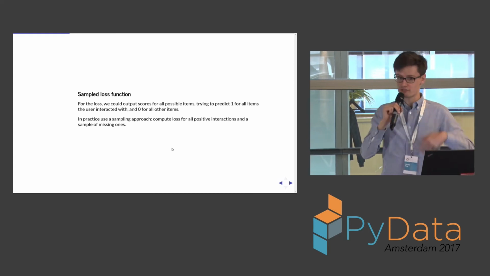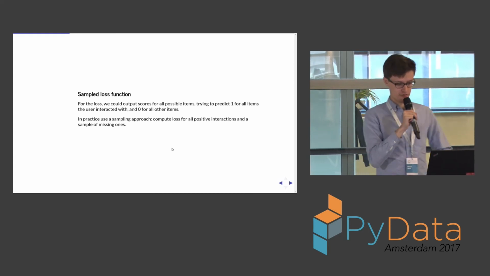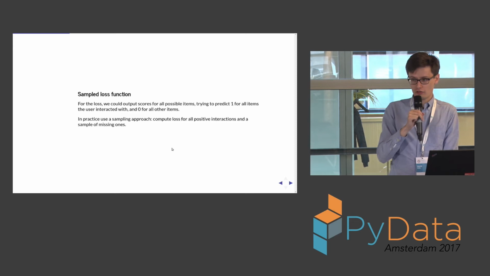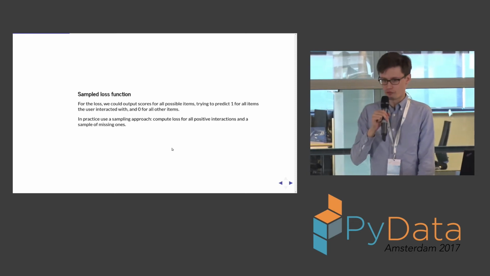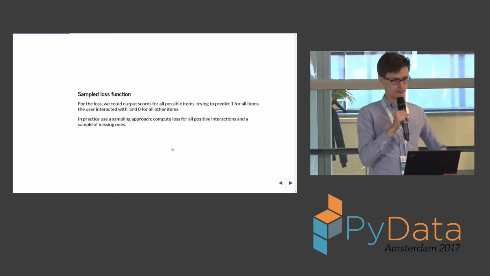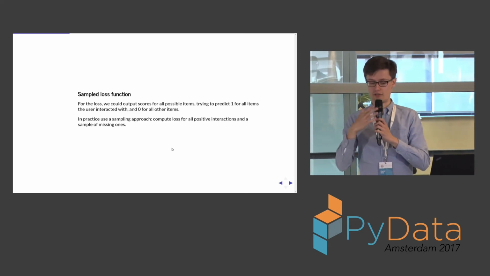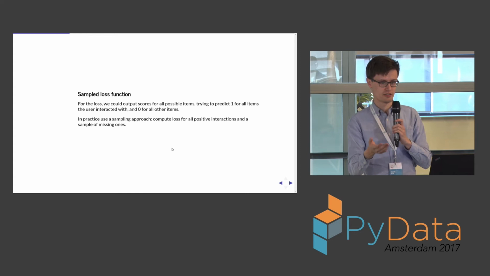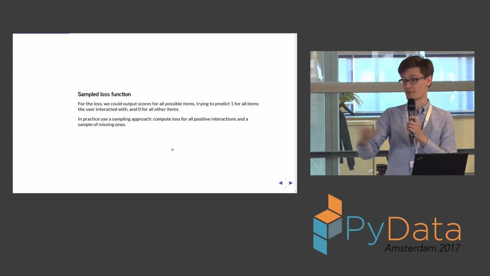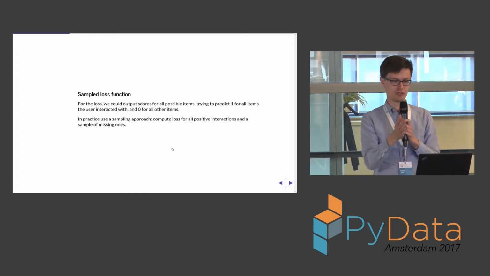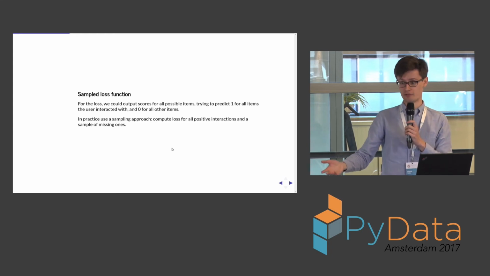Once you have the network, how do you actually fit it? Well, commonly in these sorts of problems you have an output vector. In this case, the output vector for a given user would have a dimensionality of all the items in your corpus, with ones where they interacted with an item and zeros everywhere else.